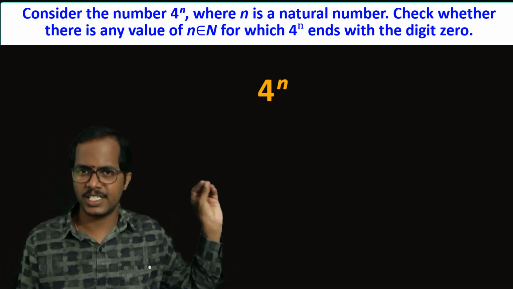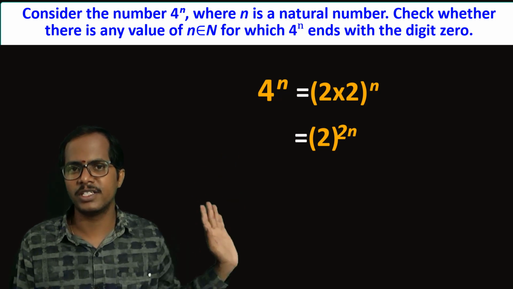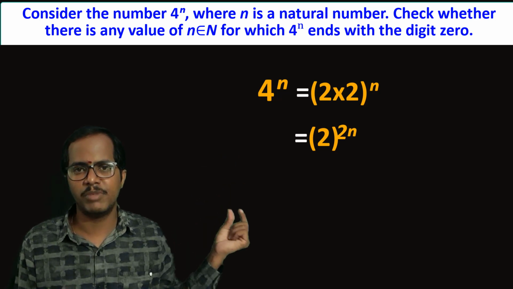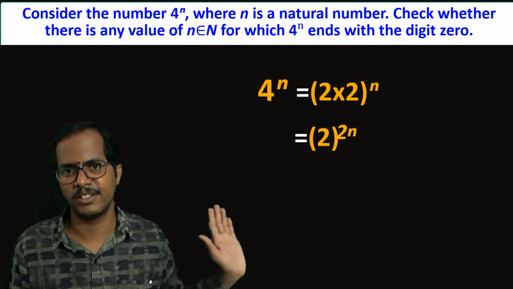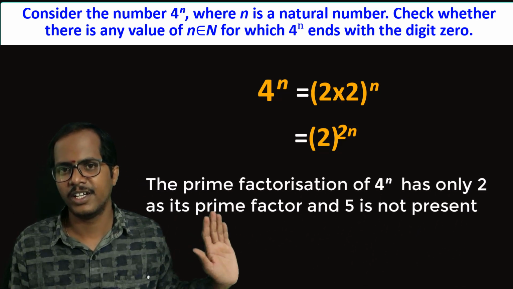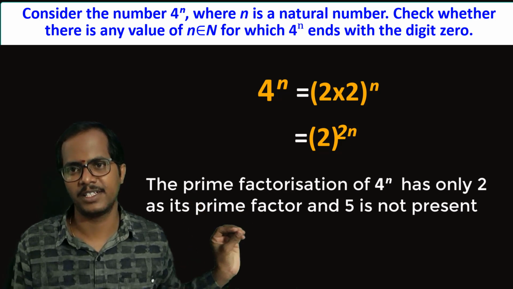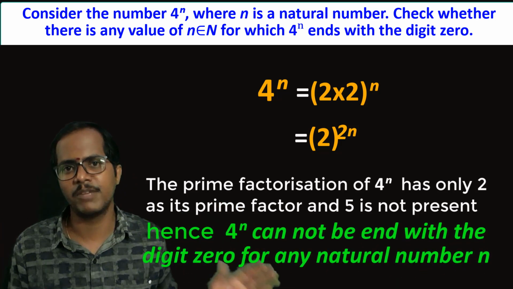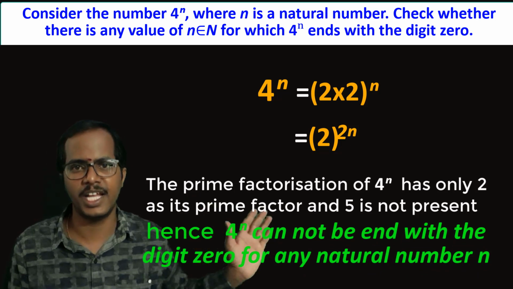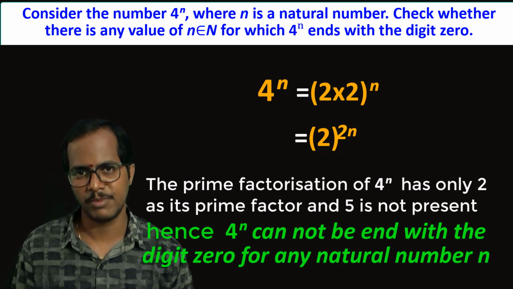Now what is the prime factorization of 4 power n? 4 power n can be written as 2 power 2 whole power n, which means 2 power 2n. Now in the base we have only 2 as the prime factor, and there is no 5 in its prime factorization. Since the prime factorization of 4 power n contains only 2 as the prime factor and 5 is not present there, hence we can say 4 power n cannot end with the digit 0 for any natural number n. So like this, using the fundamental theorem of arithmetic, we can explore the properties of real numbers.